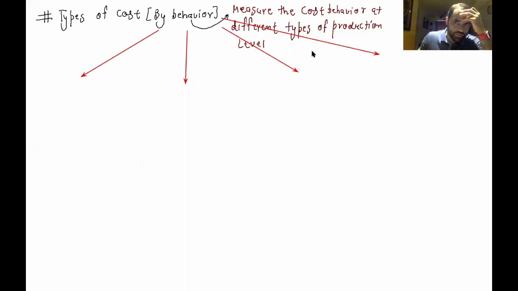So let's start with the first, which is fixed cost. Now, what is the meaning of fixed cost? Fixed cost is the cost that remains unchanged at different levels of production. Which means you increase production, you decrease production, or you do not produce anything, your cost remains fixed. Your cost remains unchanged.